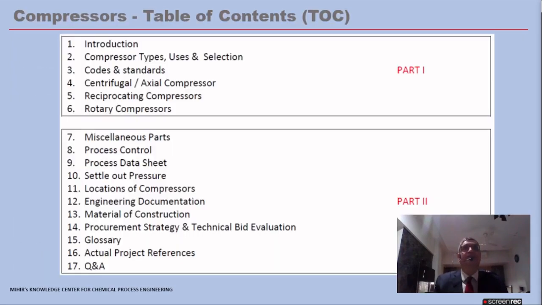Now as you can see, the webinar will have two parts. Part 1 is today, and we will be discussing introduction, compressor types, usage, selection, codes and standards, centrifugal, axial compressors, reciprocating compressors, and rotary compressors. Part 2 will be a separate webinar which will cover the details as indicated here, including data sheets, settle-out pressures, then we will have material of construction and procurement strategy. All this we will cover there. And inside each topic we'll have actual examples also.